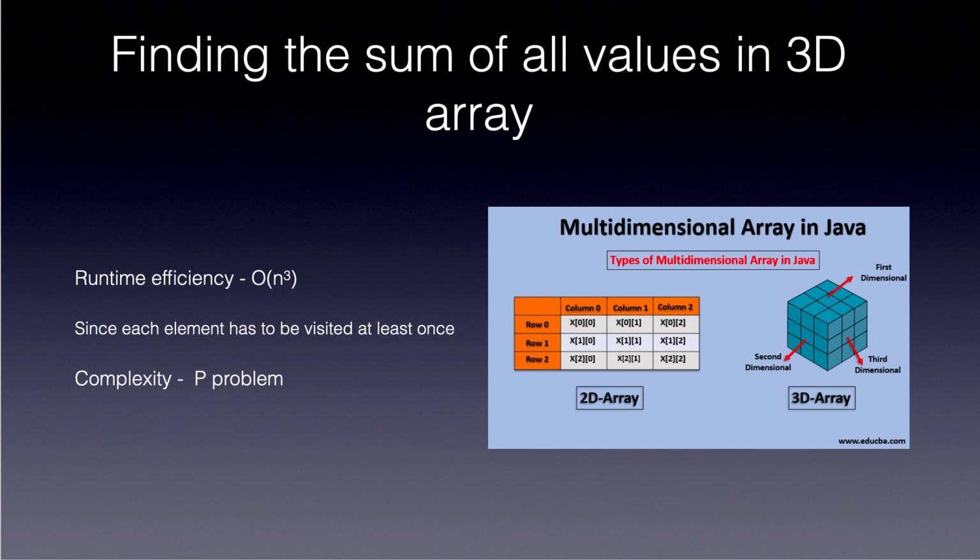As it is multidimensional, it would take one loop to iterate through each element in one dimension. So hence it will take 3 loops to iterate through all 3 dimensions. So hence the runtime efficiency would be big O of n cubed. It is a P problem as it can be solved in polynomial time by a non-deterministic Turing machine.